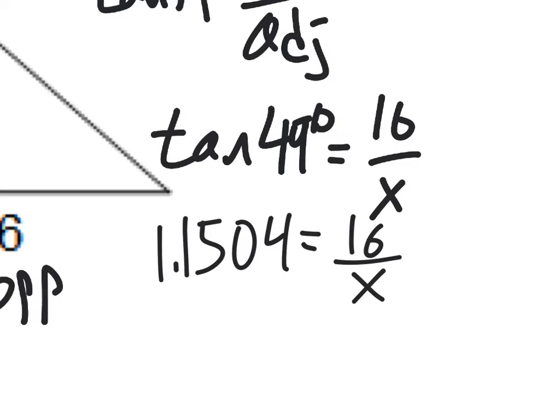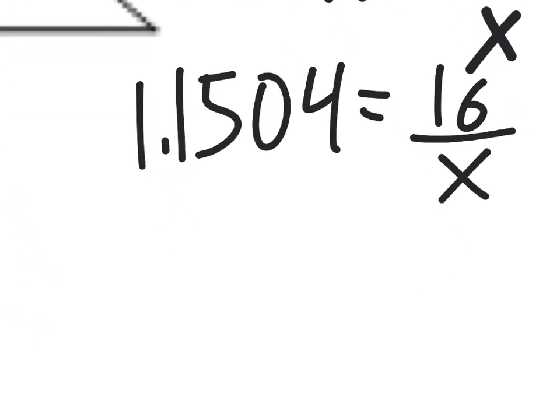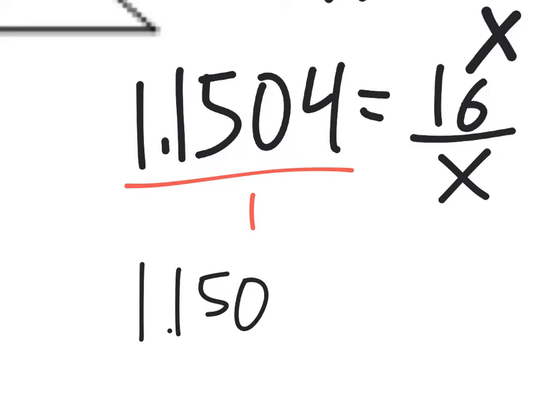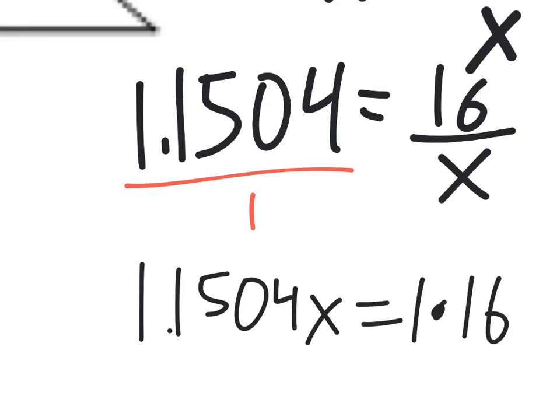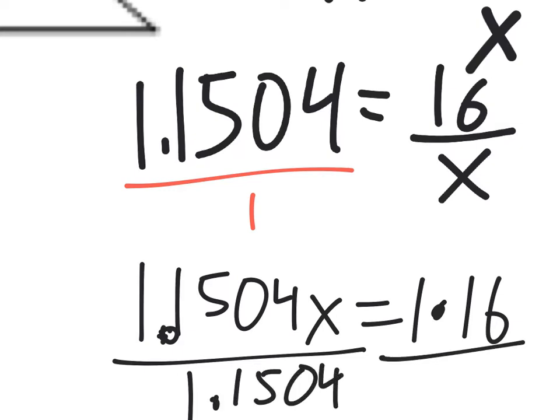Now, there's nothing abnormal about this, something we're used to from algebra. All right. And how do we solve this? Well, if it helps, you can throw a 1 underneath this, make it a proportion, and we know how to solve proportions. We cross multiply, right? So we have 1.1504 times x equals 1 times 16, which is obviously 16. And now we can finish it off by dividing by 1.1504 on both sides.